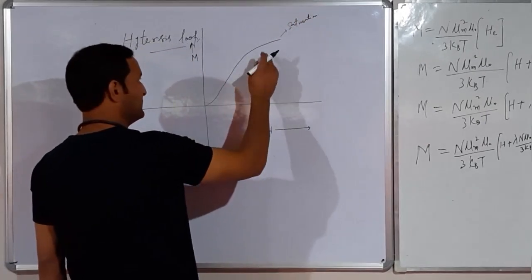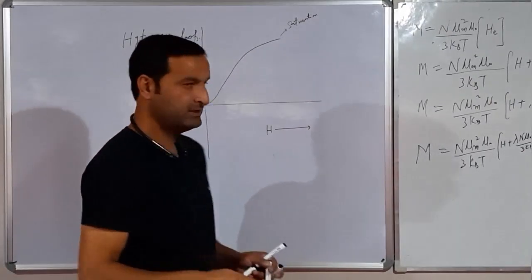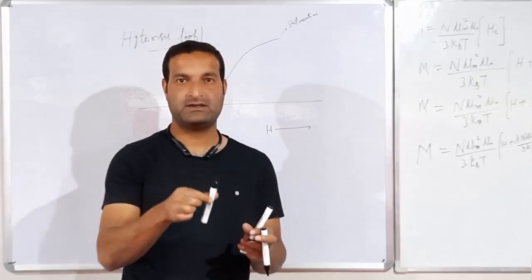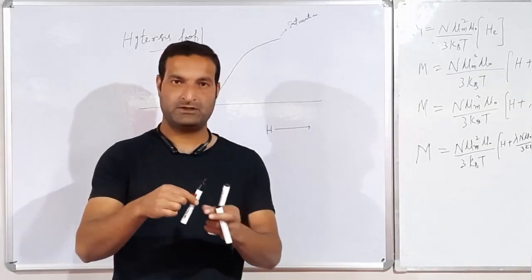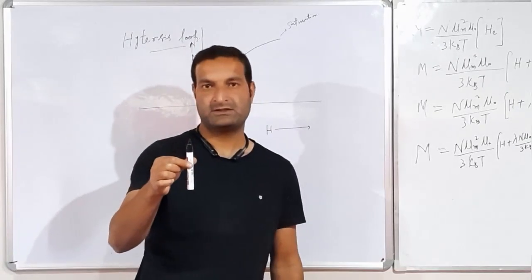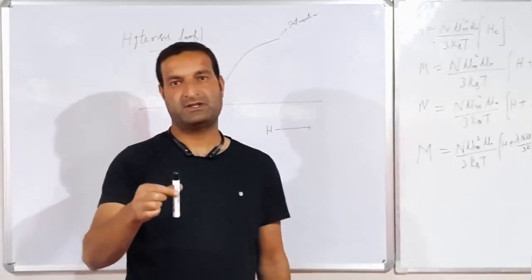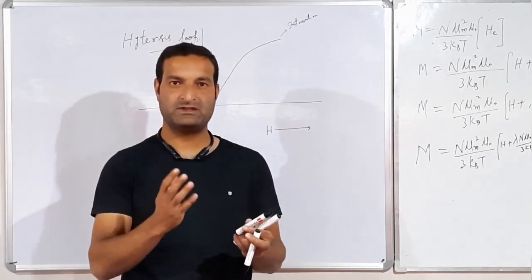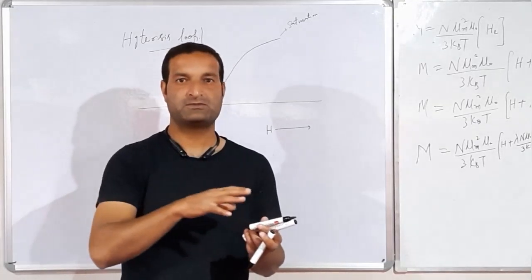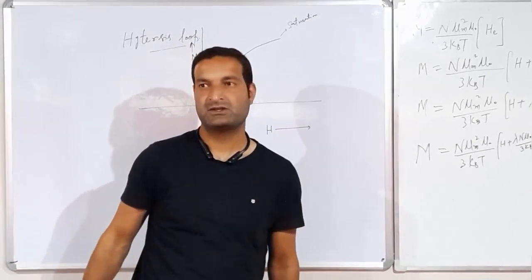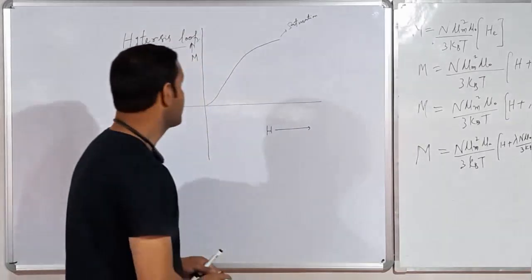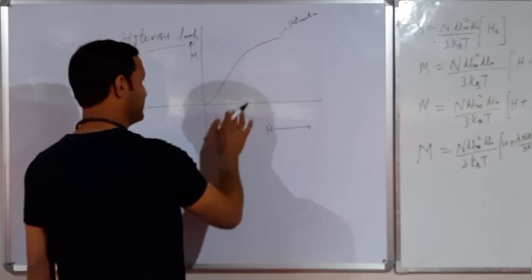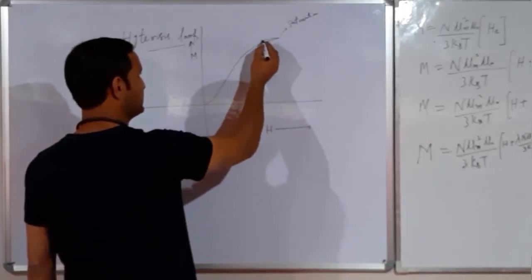After that, if we remove the magnetic field, for example, if we touch an iron nail with a magnet, after removing the magnet it will still be magnetized, even in the absence of a magnetic field. It will become a magnet because some domains tend to align themselves in a particular direction, so there is a net magnetization. So here you see, if we reduce or remove the magnetic field, it will be like this.